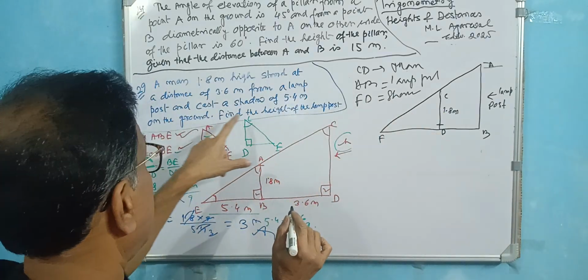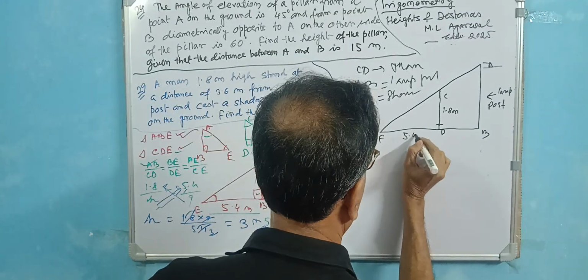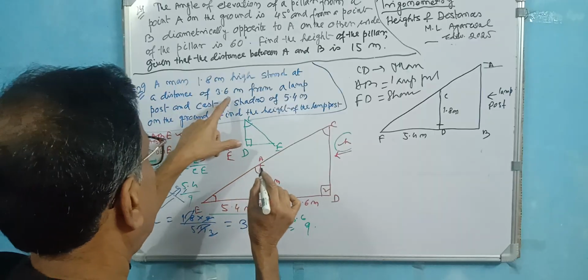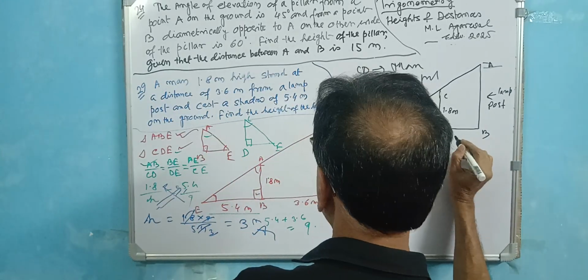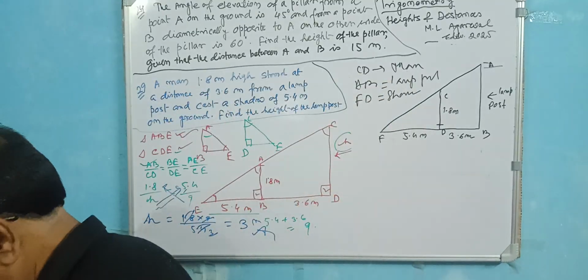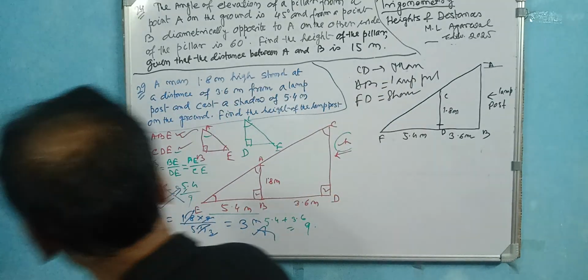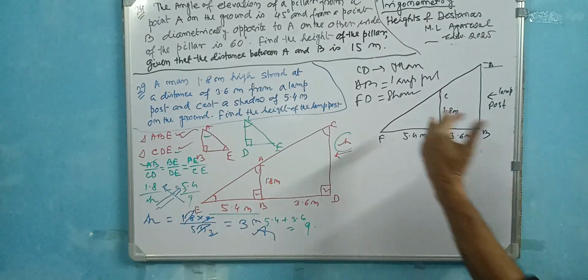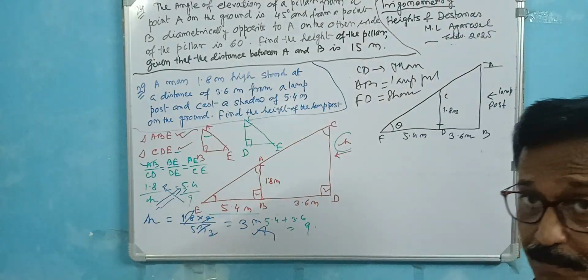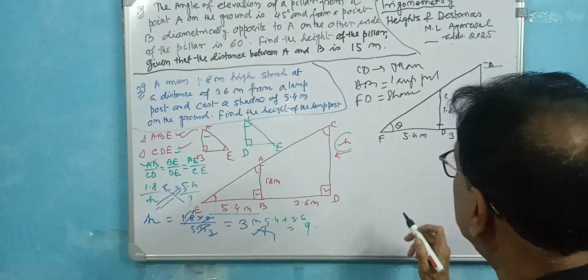What is the length of the shadow? Shadow is 5.4. What is the distance in meters? And this is BD is 3.6 meter. Is it okay to you? Clear? Suppose the angle is formed, this is theta. Is it okay to you? The angle is formed, suppose this is theta.